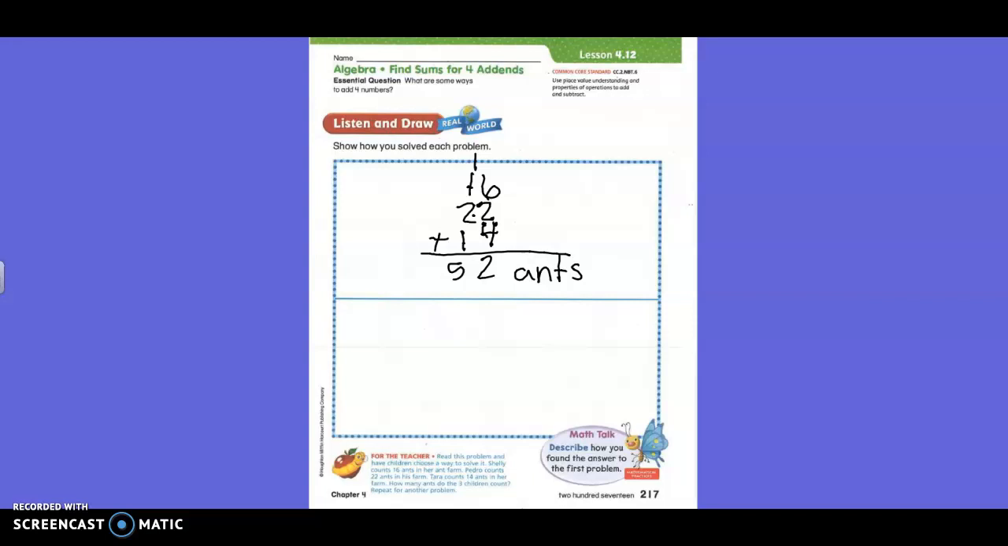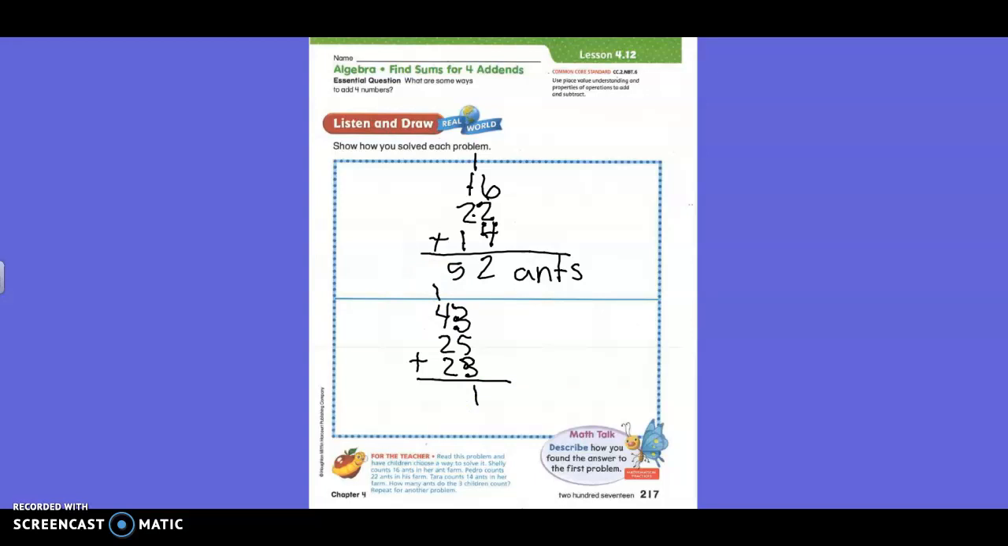Okay, what do I do? Put down 43, and then 25 and 23. Okay, then what do I do? Lena? Add the 1s. I'm going to start with 5. I'm going to go up 5, 6, 7, 8, 9, 10, 11. 1, 1, right? Then I'm going to add the 10s.